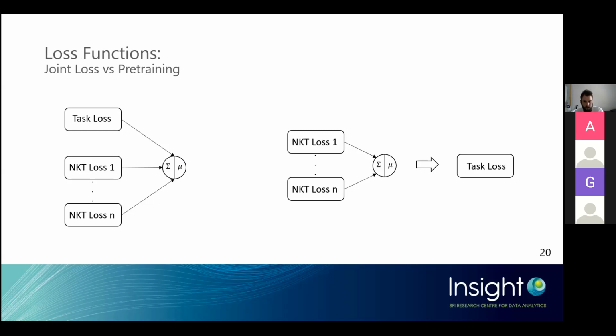And some methods will advocate for including the task loss. So if it's classification, your regular classification loss on the training data, and including that in the joint loss, like the diagram on the left. And some methods will advocate for first doing your joint loss of just your neural knowledge transfer losses first, and then taking that as an initialization, and then training a second step on just the task loss alone. There's pros and cons to each, and some methods go one or the other, and some methods can be used in either scenario. So it's an open question, and there's no hard and fast rules over which way to go.